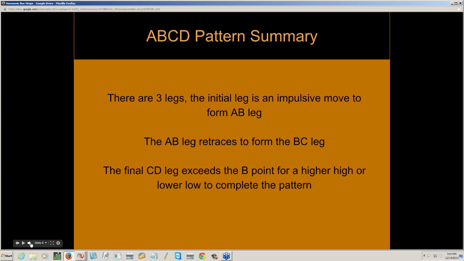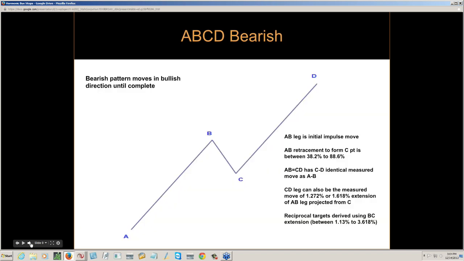Here's the pattern summary for ABCD. I'm going through these very fast, but my understanding is it's being recorded, so you can go back and look at these later. I wanted to get to the charts, and this is all very basic. There are 3 legs, and the initial leg is an impulsive move that forms the first one, which is called the AB leg. The AB leg then retraces to form the next leg, and the final CD leg exceeds the B point, whether it's going higher or lower depending on which direction the ABCD pattern is in, and that completes the pattern.